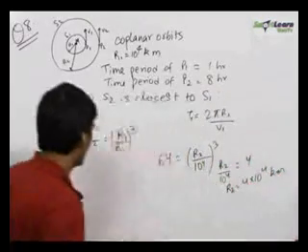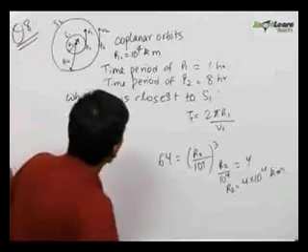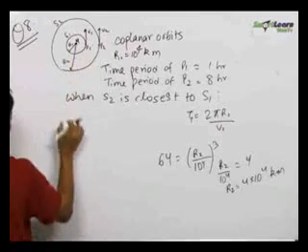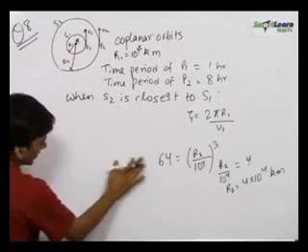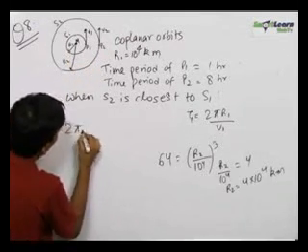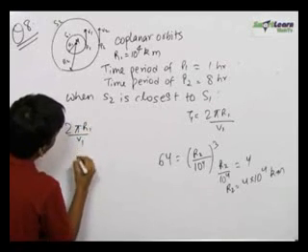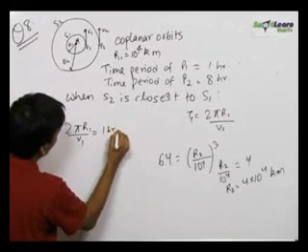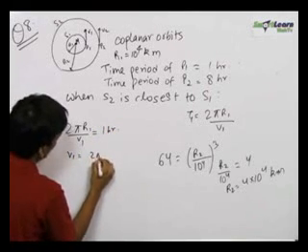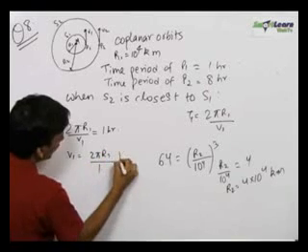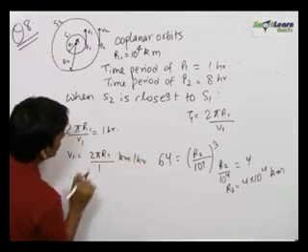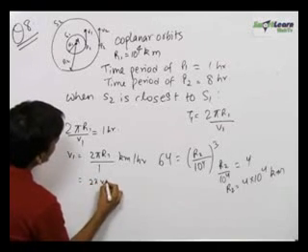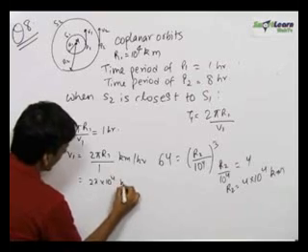Now we need to find out v1 and v2 so that we can find out their relative velocity when they are closest. So 2 pi r1 upon v1 is equal to the time period of the first satellite, that is equal to 1 hour. Therefore v1 is equal to 2 pi r1 upon 1 kilometers per hour. When r1 is written in kilometers, this is equal to 2 pi into 10 raised to the power 4 kilometers per hour.